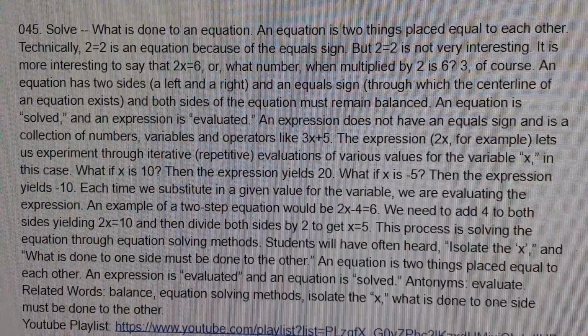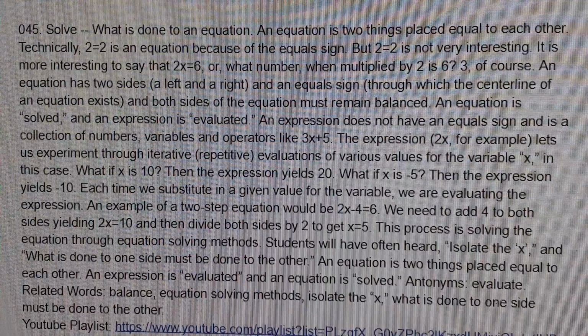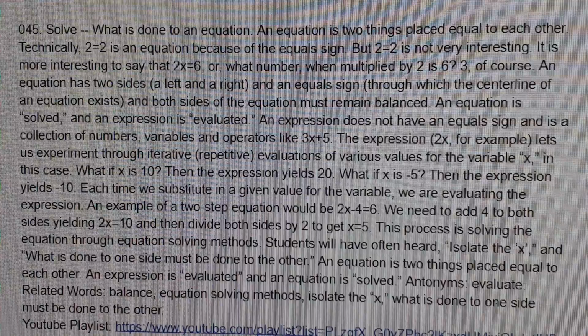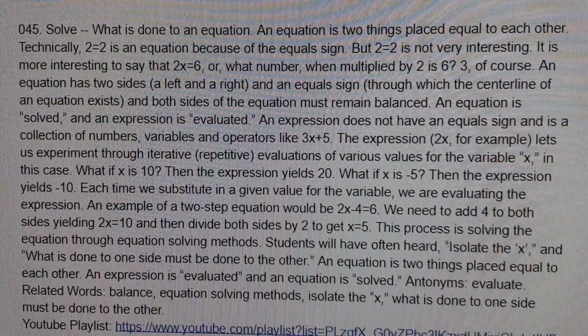Solve. What is done to an equation? An equation is two things placed equal to each other. Technically, 2 equals 2 is an equation because of the equals sign, but 2 equals 2 is not very interesting. It is more interesting to say that 2x equals 6, or what number, when multiplied by 2, is 6?